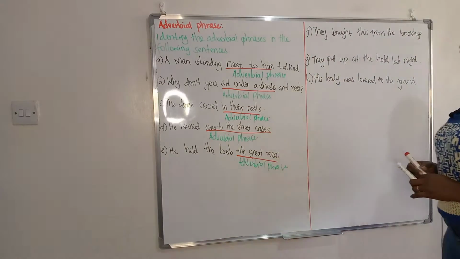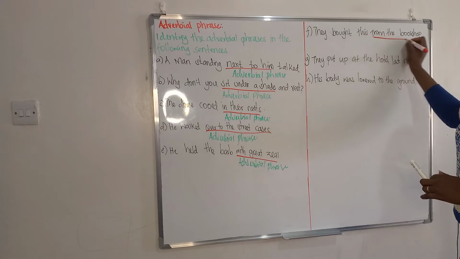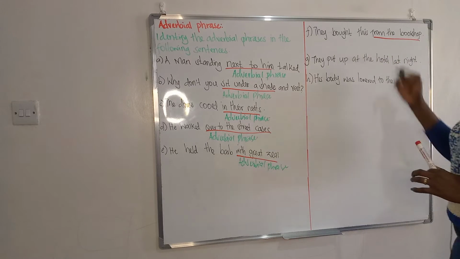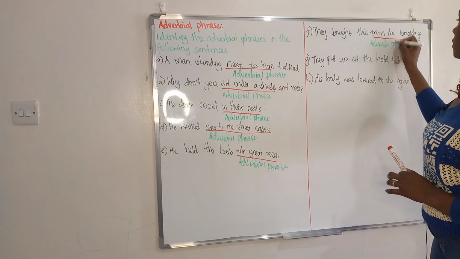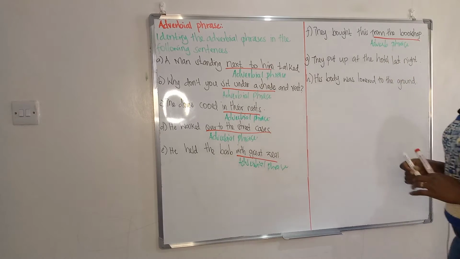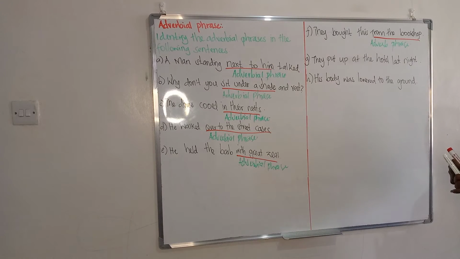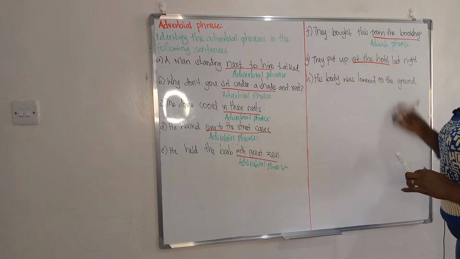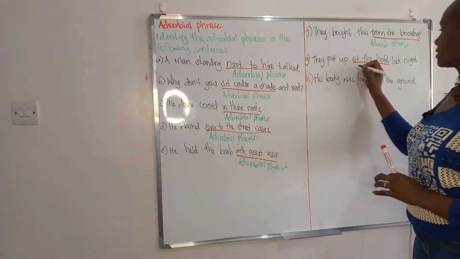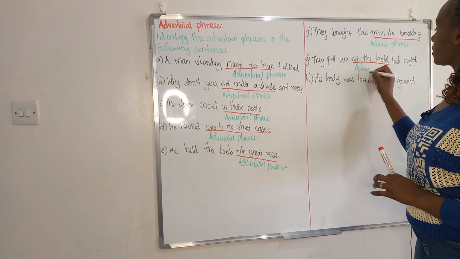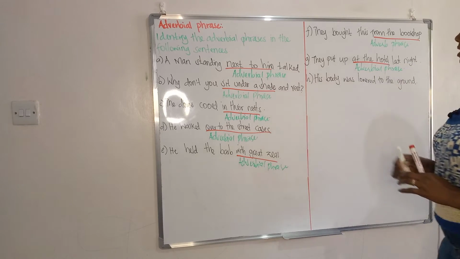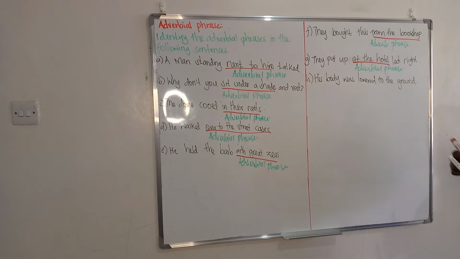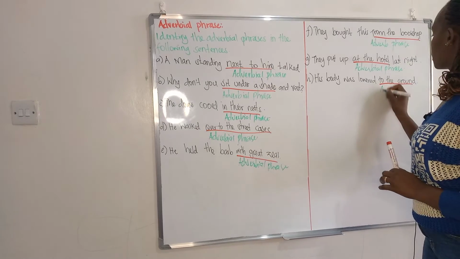They bought this from the bookshop. From the bookshop is our adverbial phrase. They put up at the hotel last night. At the hotel is our adverbial phrase. And our last sentence, his body was lowered to the ground. To the ground becomes our adverbial phrase.